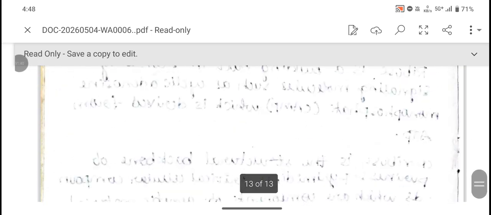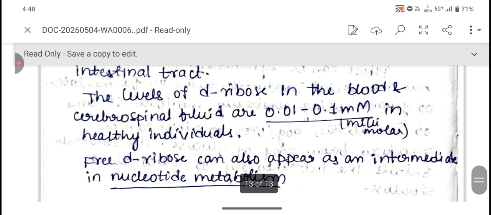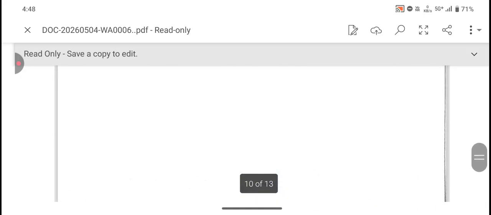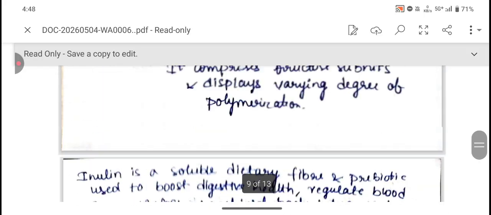So these are the structures of monosaccharides, different structures of monosaccharides, and we have seen the examples for the monosaccharides, which are glucose, fructose and ribose, which are utmost important along with their structures.